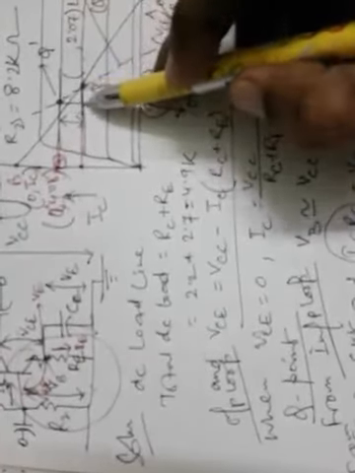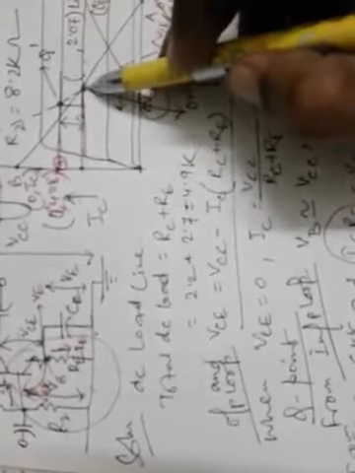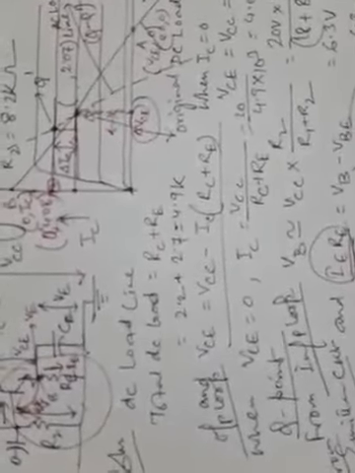And what is del IC? How can you mark the del IC? Del IC is the length of this perpendicular which is drawn between the original Q point and new Q point. That means from the new Q point, the perpendicular which is drawn on the characteristic curve containing the original Q point, the length of that perpendicular will give you del IC. So this much is del IC and this much is del VC. So this is all about how to solve the numerical problem on DC and AC load line.